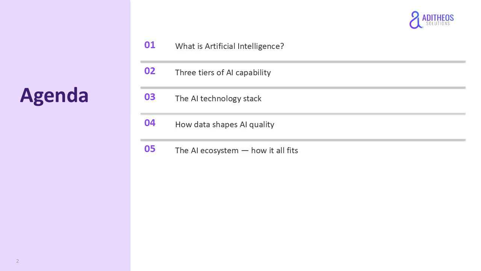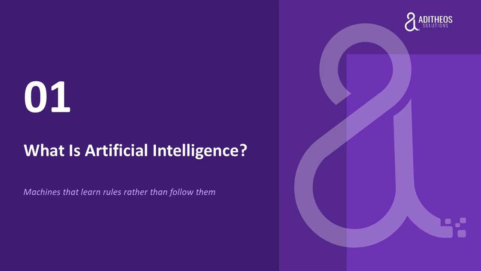First, we'll define what AI actually is. Then we'll look at the 3 tiers of AI capability, so you can separate what's real from what's still theoretical. From there, we'll walk through the AI technology stack, the 6 layers that power everything from SAP Joule to the Generative AI Hub. We'll also look at why data quality is the single biggest factor in whether enterprise AI succeeds or fails. And we'll close by tying it all together, how these layers fit as a connected ecosystem. Let's start with the definition.